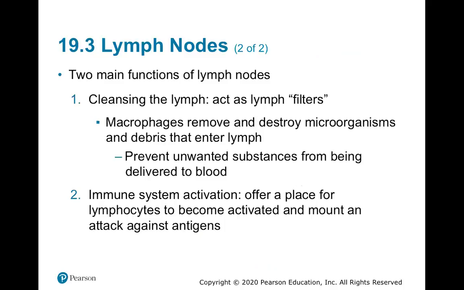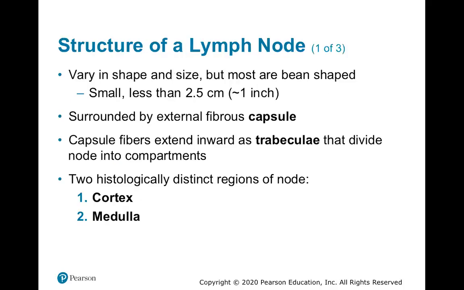So what do lymph nodes do? They cleanse the lymph. They act as filters. Macrophages remove and destroy microorganisms and debris that enter the lymph. Essentially, macrophages prevent unwanted substances from being delivered to the blood. They're the garbage disposal. For immune system activation, they offer a place for lymphocytes to become activated and mount an attack against antigens.